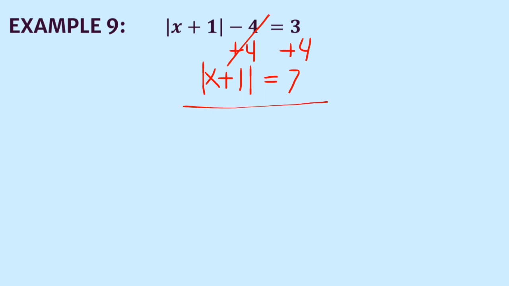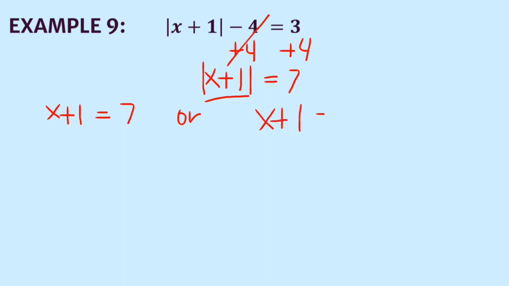Okay, now since we have this already, let's use the two statements. For statement 1, we have to take the expression inside the absolute value notation, which is x plus 1, and equate it with the positive value of the right hand side, which is 7. For statement 2, you have to take again the expression inside the absolute value notation and equate it with the negative value of the right hand side, which is negative 7.